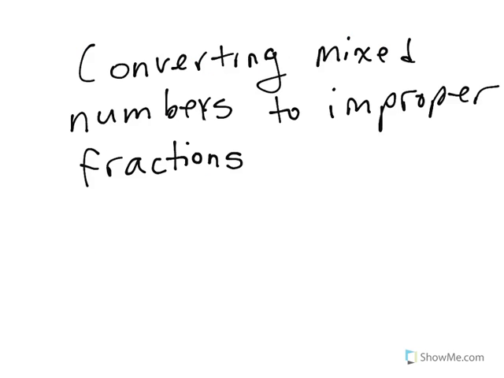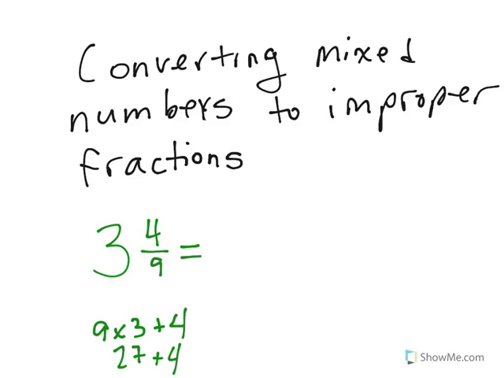Okay? So now we're going to talk about converting mixed numbers to improper fractions because that's a skill we need to definitely master before we continue. So let's say we have the mixed number 3 and 4/9. In order to convert this mixed number into an improper fraction, what we're going to do is take the denominator, multiply it by the whole number, and then add the numerator. So 9 times 3 is 27, plus 4 equals 31. That's our new numerator, 31. And we keep the same denominator. Okay? It's a pretty simple process.